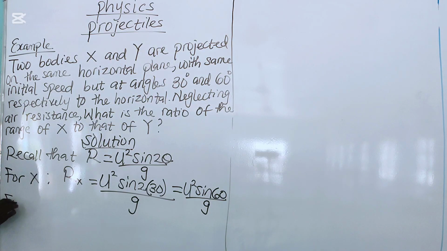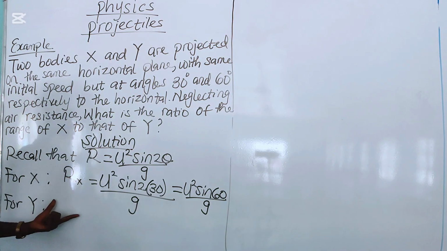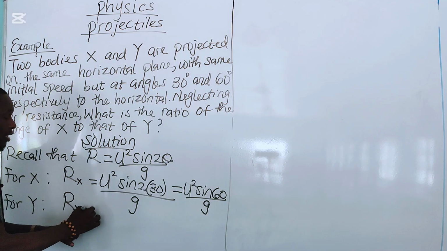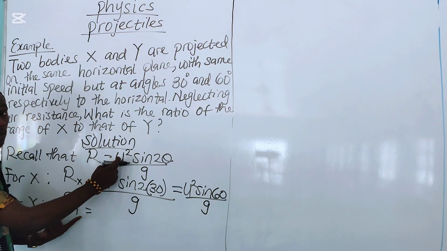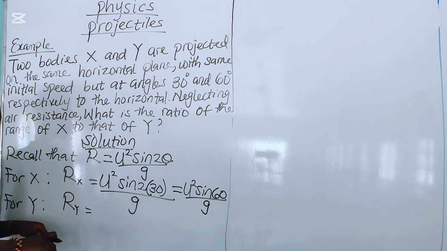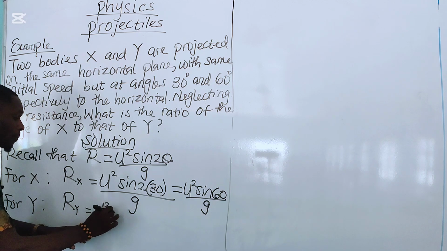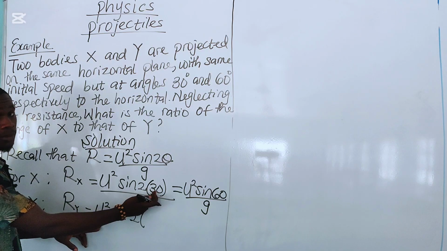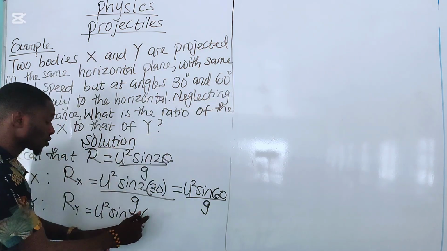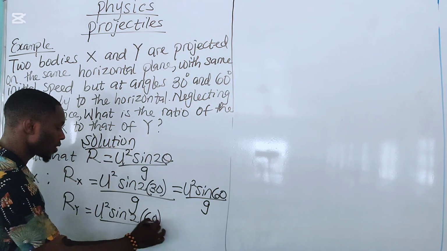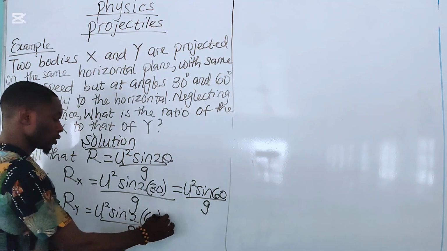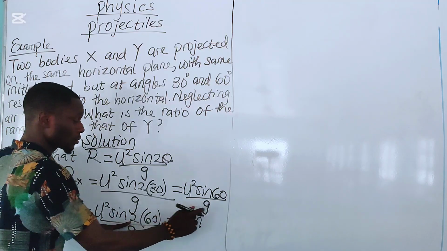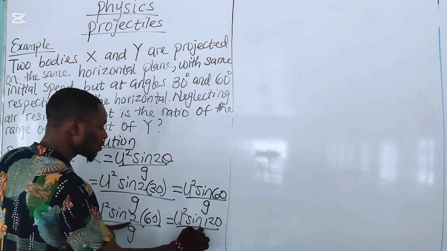So let's still do that for Y. Okay, so for Y, let's call the range RY. And that is going to give us U, which is the initial velocity or initial speed. We are still not given the initial speed. So that gives us U squared sine 2, then what is the angle of inclination of Y? We are told it is 60. So 2 multiplied by 60 over G, we are still not given. So that will give us U squared sine 2 times 60, that is 120, so U squared sine 120 over G.